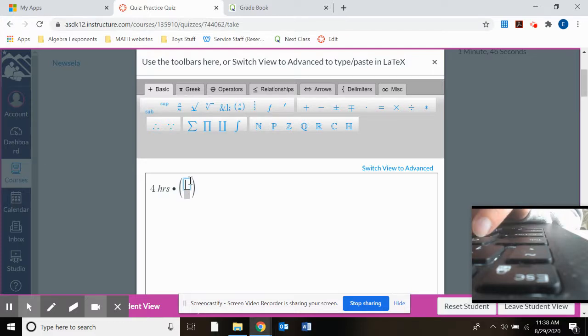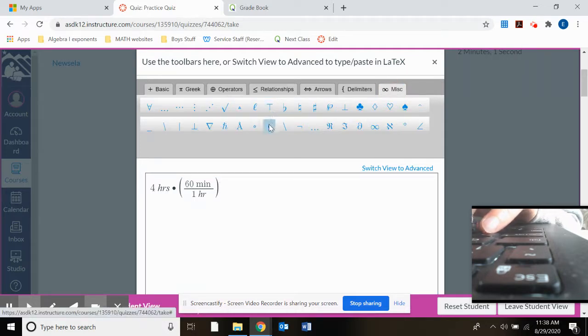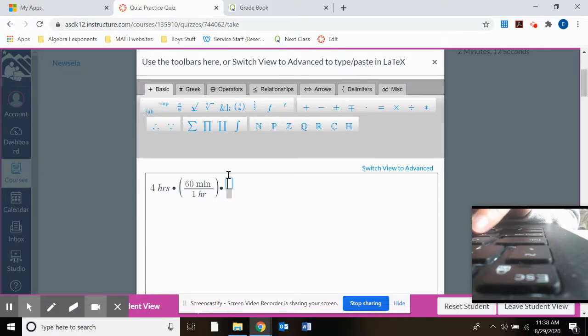So I know in order to get hours to cancel, I have to have them in the denominator. So in my numerator, I'm going to put 60 minutes. In my denominator, I'll write 1 hour. And then I'm going to arrow over to get my times sign. Again, I go to miscellaneous and pick the solid filled in dot. To get back to fractions, I'll go to basic again, and then n over m gives me a fraction. This one I'm not going to put parentheses around because I have the times signs; they're really not necessary. Because I want minutes to cancel now, I'm going to write 60 seconds over 1 minute.